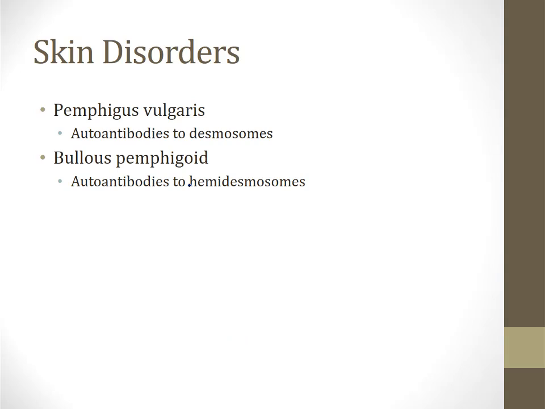As I mentioned before, there isn't a lot of clinical relevance to the epithelial cell biology we've been talking about, but I do want to point out two skin disorders which I discuss in detail in the video on blistering disorders. Pemphigus vulgaris involves antibodies to desmosomes, which we talked about in this video, and bullous pemphigoid is a skin disorder that involves autoantibodies to hemidesmosomes, and this is one of the few clinical correlations of the epithelial cell biology we talked about in this video.